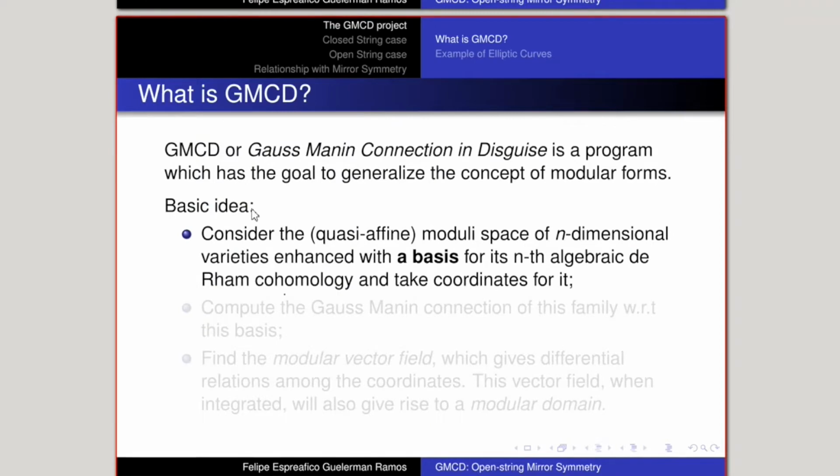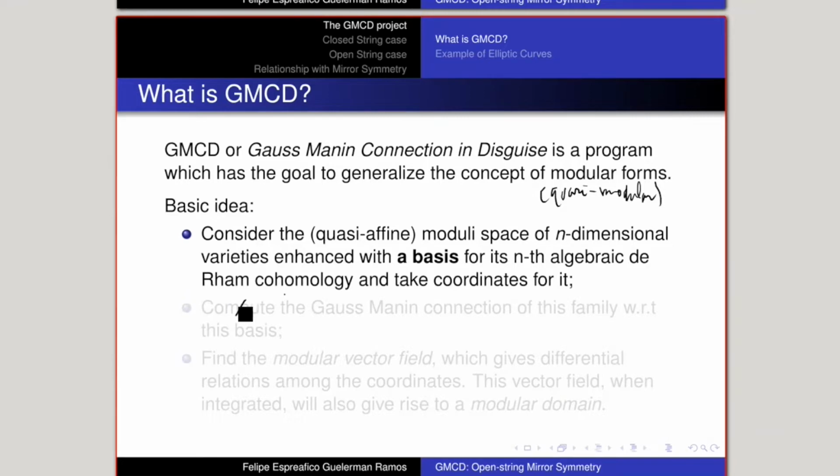So let's begin. GMCD is Gauss-Manin connection in disguise, and it's a way to generalize the concept of modular forms, but more specifically quasi-modular forms. Our idea is some kind of a geometric idea. So we are going to consider the moduli space of n-dimensional varieties.